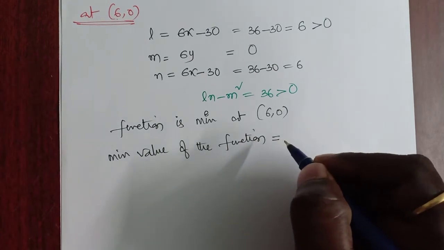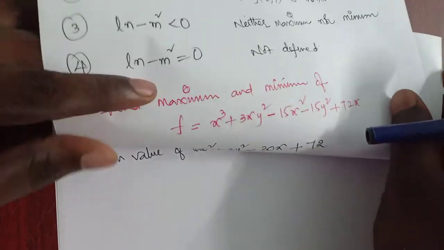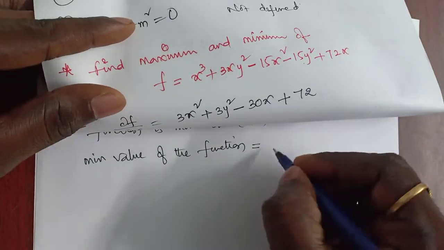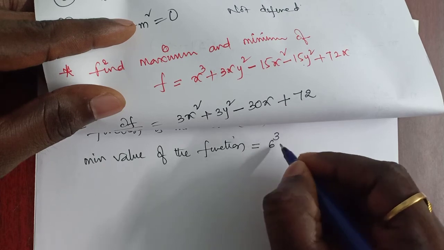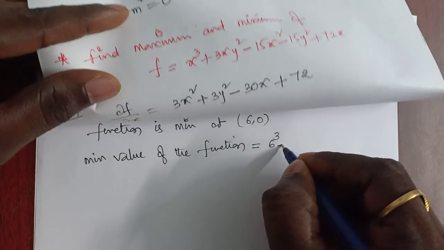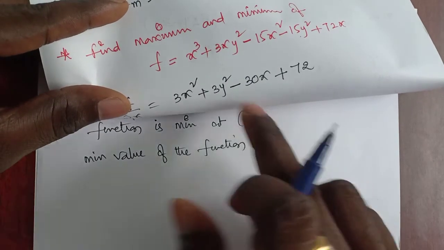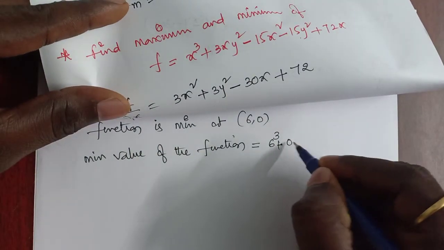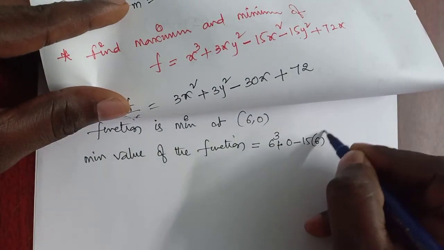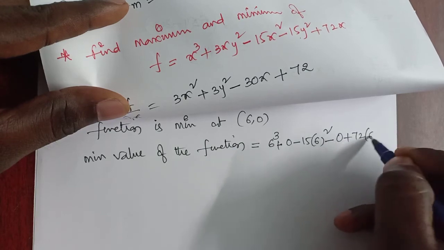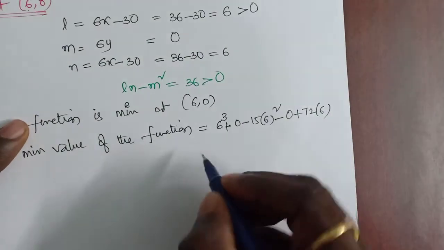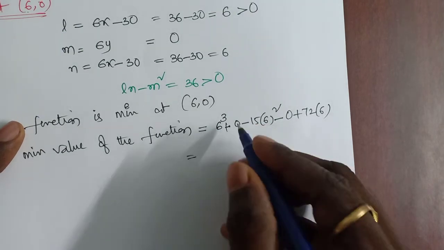Okay, then the minimum value of the function we need to find. Equal to, now substitute here 6 comma 0. So 6 cube, plus 0. So y is 0, so here it is 0. So minus 15 into 6 square, 0, plus 72 into 6. Now 6 cube is 216.